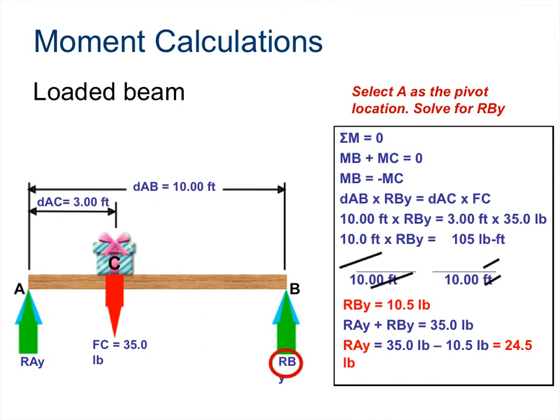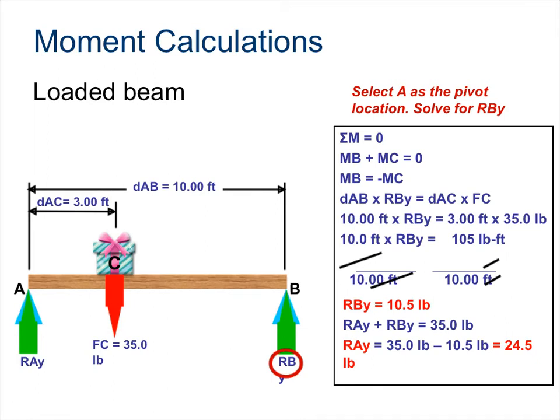Consider this example below that involves a loaded beam. Here you can see that we have a beam with two joints, joint A on the left, joint B on the right. There are two reactionary supports that are used to keep this beam up. We have RAY and RBY, respectively. Notice that there is a load between them that has a weight of 35 pounds being applied in a downward direction due to gravity.